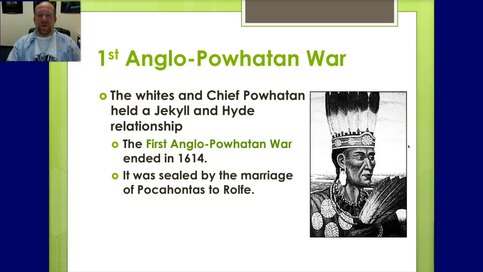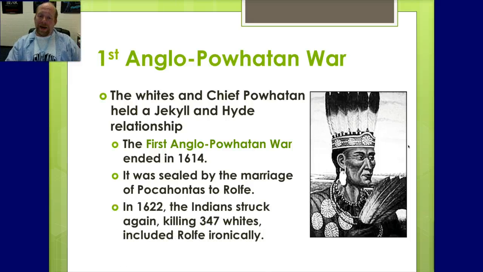Pocahontas married John Rolfe, which kind of ended that deal. So Dad was kind of like, all right, we'll back off. You marry my daughter, we'll back off. But about 10 years later, the Indians struck again and killed 347 whites, including John Rolfe. So apparently Dad didn't stay happy too long. Okay, so Powhatan came in there and kind of beat the crap out of us.